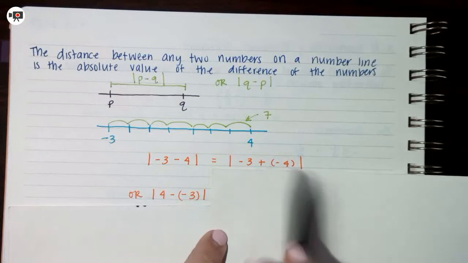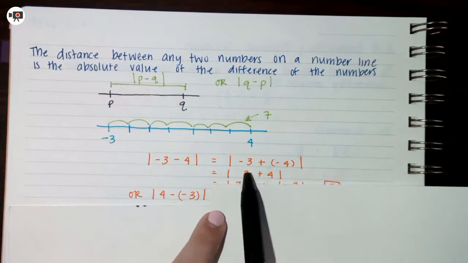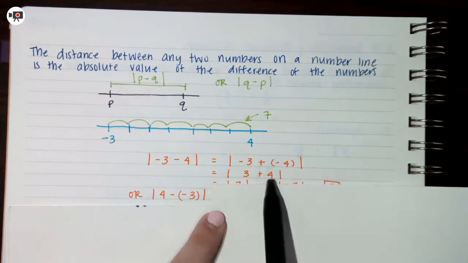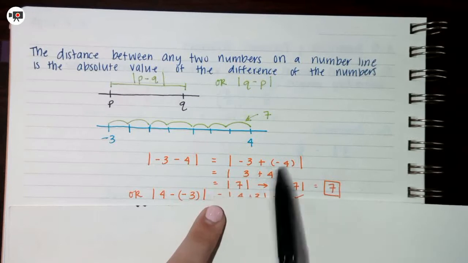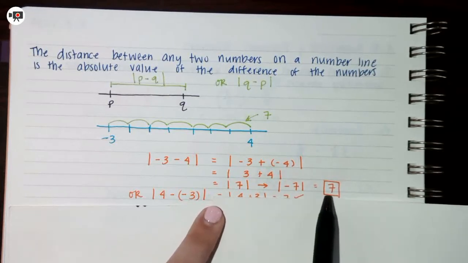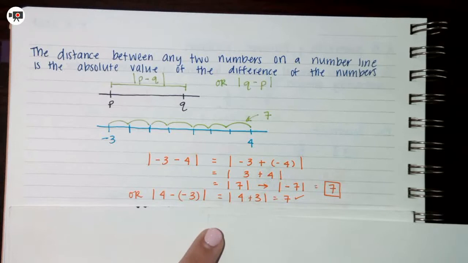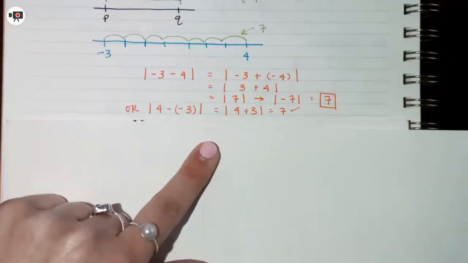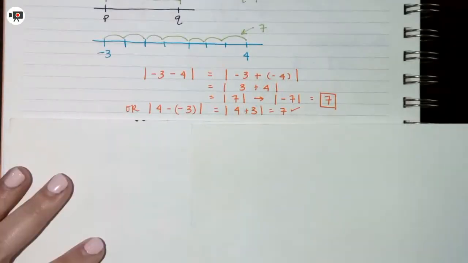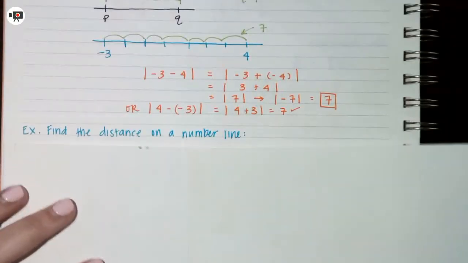So I'm going to add the opposite. They have the same sign, so I add. So that's going to be 7. They're originally negative, so the absolute value of negative 7 is 7. Or I can just do 4 minus negative 3, which also gives the absolute value of 7.